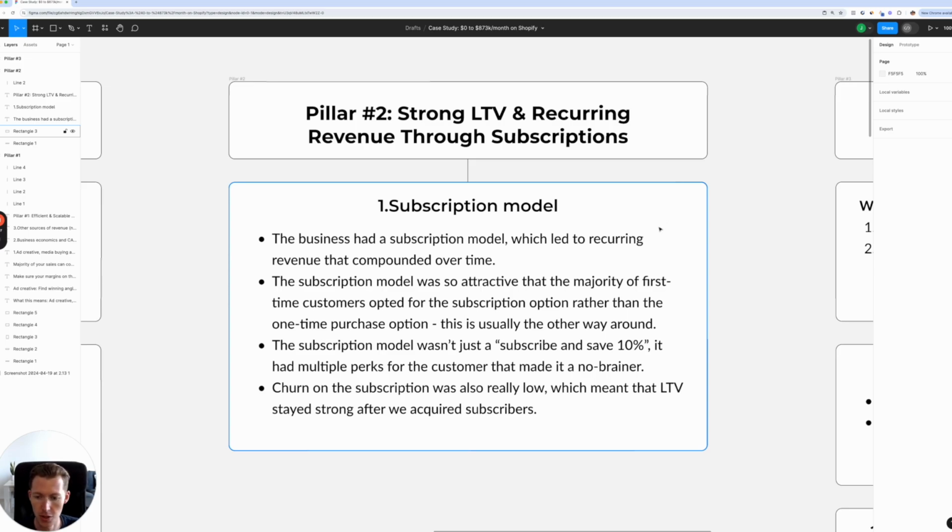And the reason for this is because the subscription model wasn't just a standard, subscribe and save 10%. It had multiple perks for the customer that made it a no-brainer to go for the subscription option. And the churn on the subscription option was also really low. This is really, really important. You don't just want to acquire subscribers and then have them churn out a few months later. You want to really focus on your customer experience and the quality of the product so that customers stay in the subscription. And what that means is that the LTV stayed strong after we acquired subscribers. So not only were we acquiring subscribers efficiently, we were also retaining those subscribers because the product and the experience was so good.